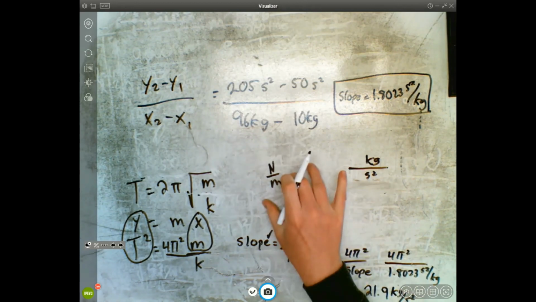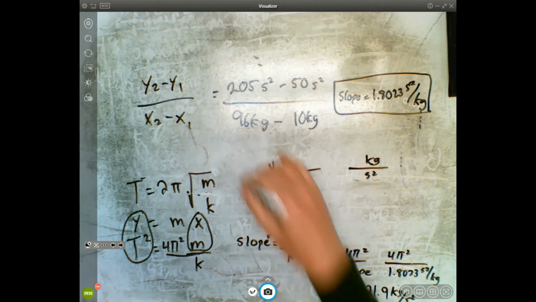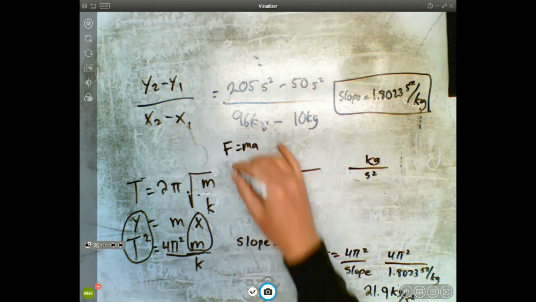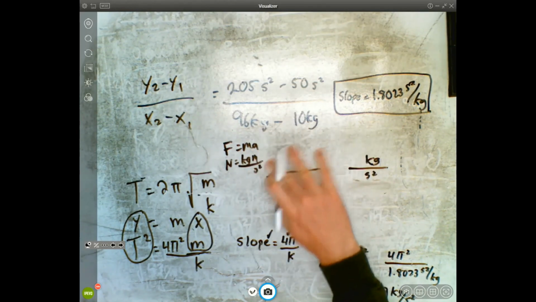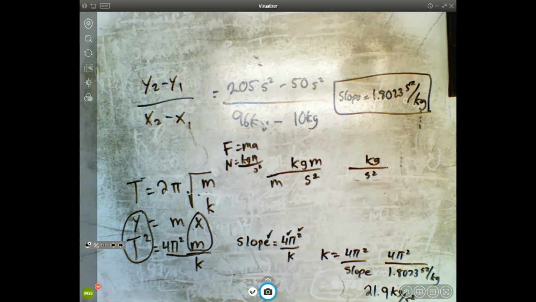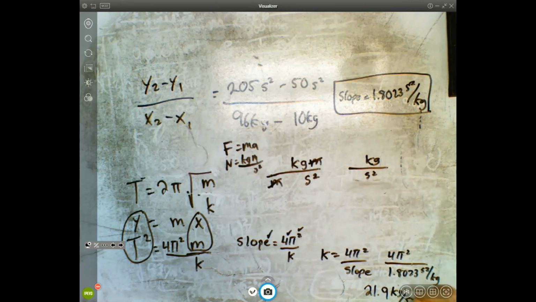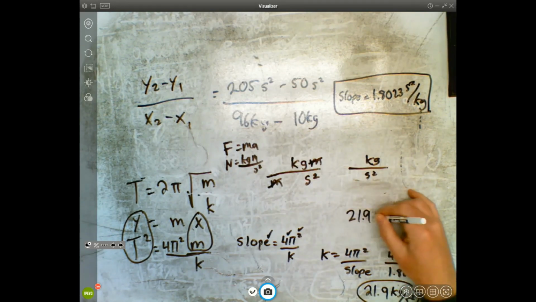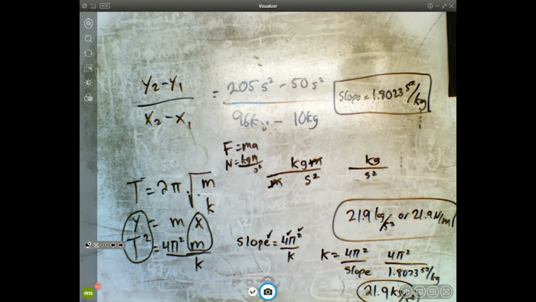But I thought it equaled a newton per meter. Well, let's take a look at this. Let's break a newton down. So F equals ma. So a newton is equal to a kilogram meter per second squared. So instead of writing a newton, I can write a kilogram meter per second squared. Right? And now meters and meters cancel out. Look at that. They equal the same thing. A kilogram per second squared and a newton per meter, the same thing. So you could put this 21.9 kilograms per second squared, or you could put 21.9 newtons per meter, and both mean the same thing. Both would be acceptable answers.